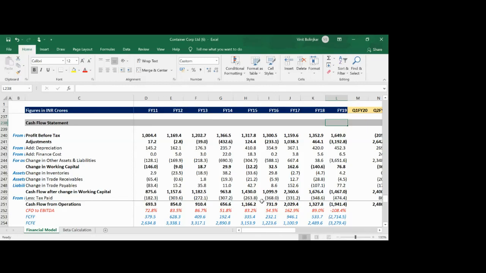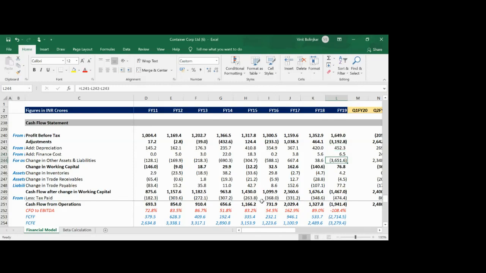So what we do, we start with the profit before tax, and we add back the depreciation and finance cost. So why do we add back the depreciation? We add back the depreciation because it is a fictitious entry. As I told you earlier, it does not involve actual cash outflow. And why do we add back the finance cost? We add back the finance cost because it is an expense or a cash outflow for financing activities and not from operations. Okay, so we add it back.